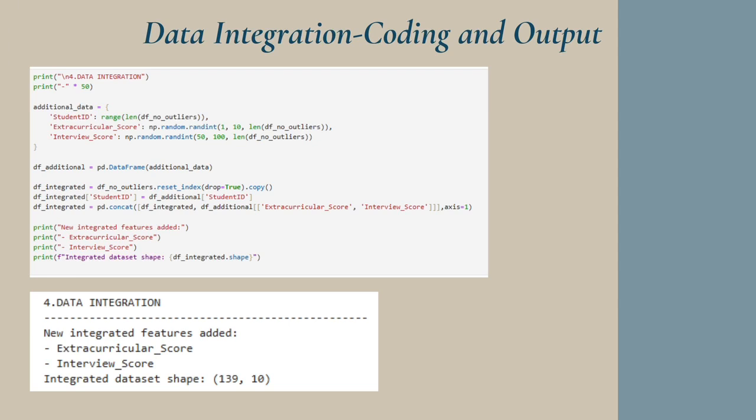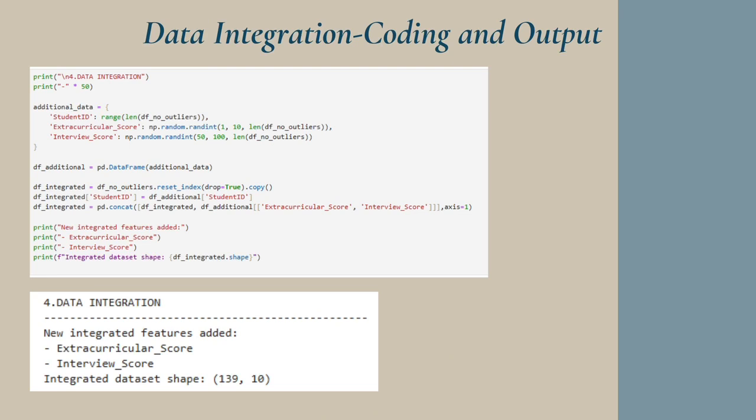Second step is df_integrated['student_id'] equal to df_additional['student_id']. This is to add student ID as a new column to the main data set. Each student gets their unique identifier. Last step is pd.concat(axis=1). It combines the original data with the 2 additional scores horizontally. The original data is 8 columns plus student ID 1 column plus 2 new scores, equal to 11 columns total.